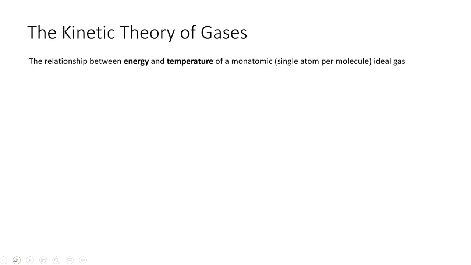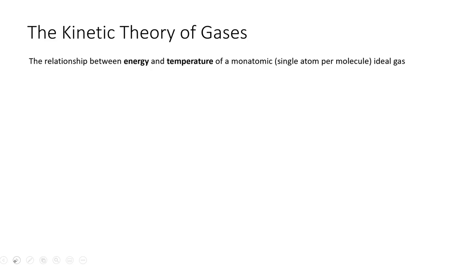All right. Our last topic for today is something called the kinetic theory of a gas, which really tells us about the relationship between energy and temperature for a monatomic ideal gas. All right, so a monatomic ideal gas is an ideal gas that just has one single atom per molecule. So as opposed to a diatomic ideal gas, which we talked about earlier, which had 2 atoms per molecule, something like oxygen gas. So some examples of monatomic ideal gases, things like helium and neon, those are both single atom per molecule gases.